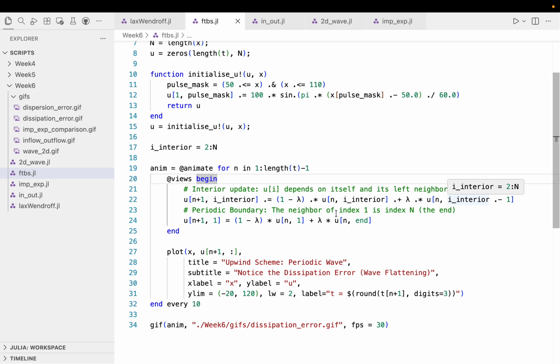If you are using Julia, the way is you write it in this particular fashion where you give all the interior coordinates in one row, 2 to n. It does all the vectorization inside. So basically, instead of writing a for loop, it calculates all of them in one go. So for all the interior cells, u^(n+1)_i is 1 minus lambda times u^n_i plus lambda times u^n_(i-1).